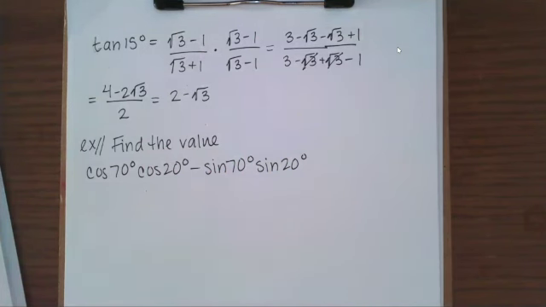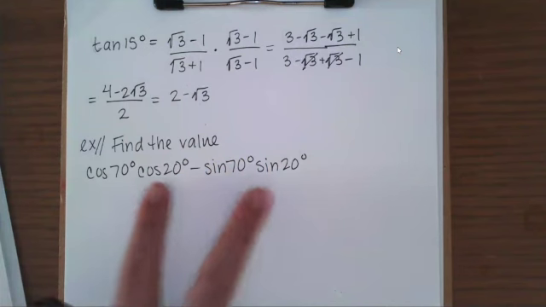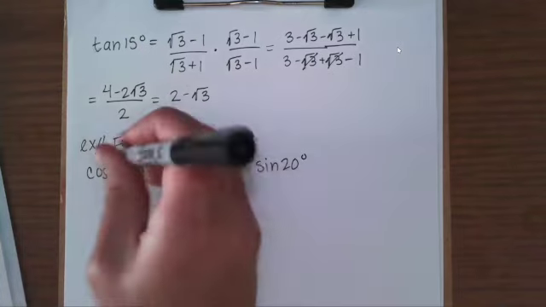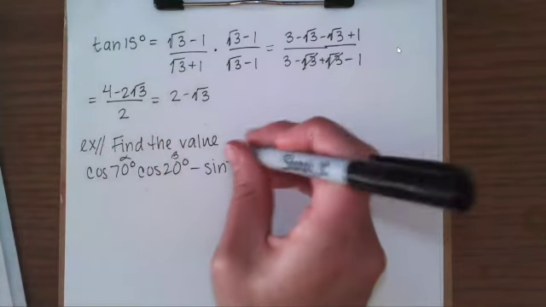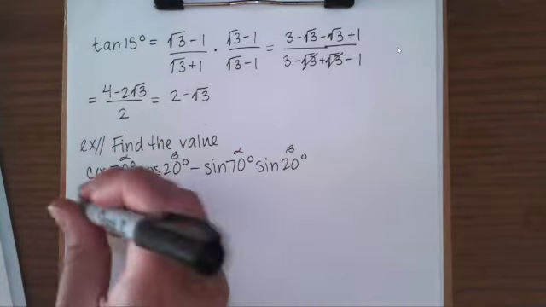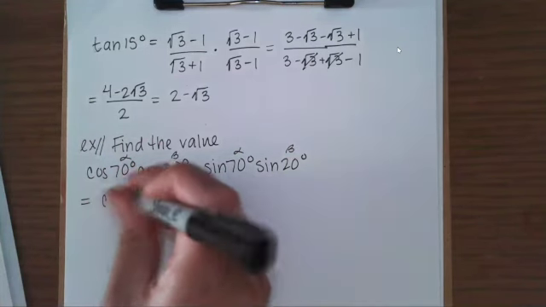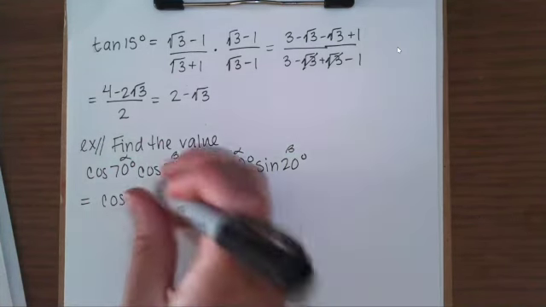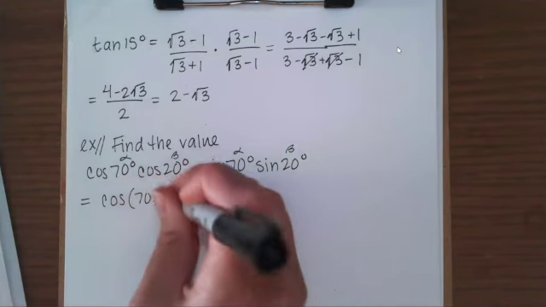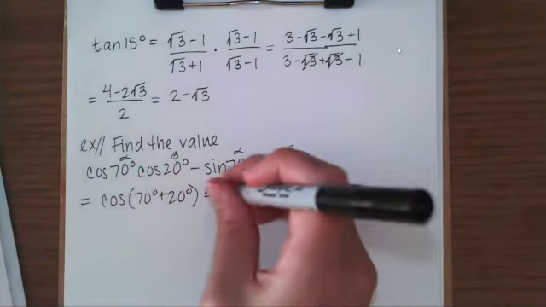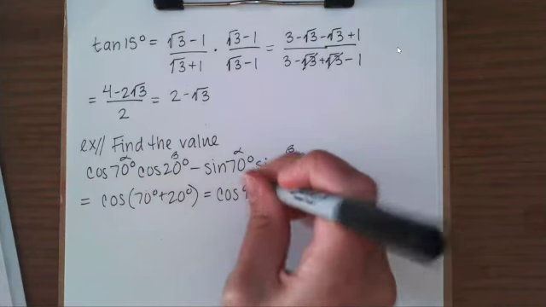So if we look at our list of formulas, this actually looks like our cosine sum formula. And what we're going to do is do this in reverse. So here's alpha, here's beta, here's alpha, here's beta. Our formula sheet tells us that this is equal to cosine of alpha plus beta. So 70 plus 20, which is, of course, 90. So we have cosine of 90 degrees.